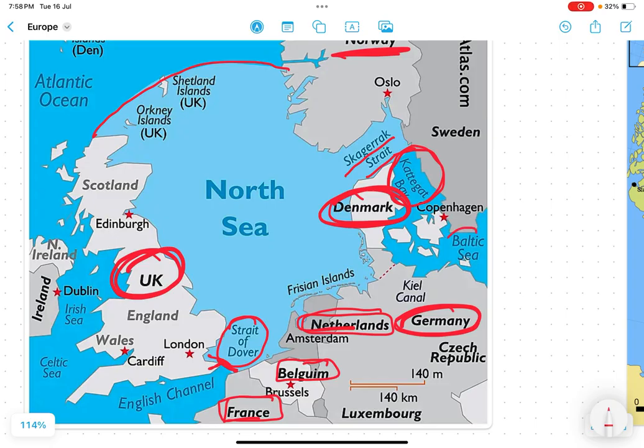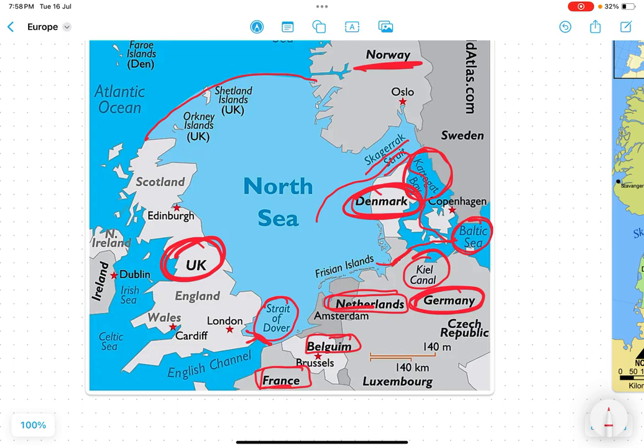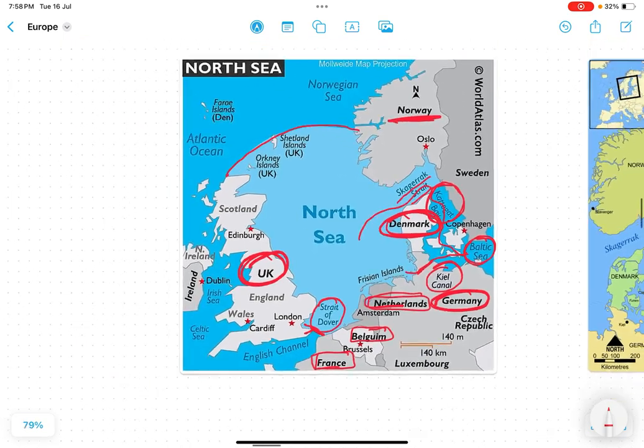So from the Baltic Sea, if somebody has to go to the North Sea, the usual route was this, right? But this canal has been constructed. It's called the Kiel Canal, which helps reduce the distance from the Baltic Sea to the North Sea, right? So let's see the next map.